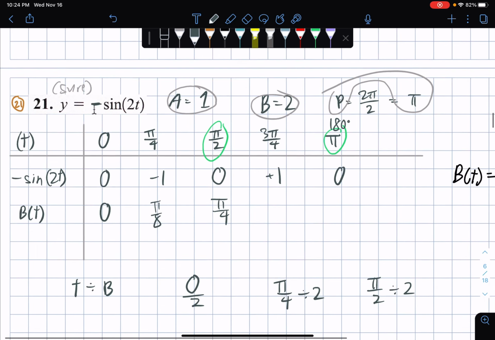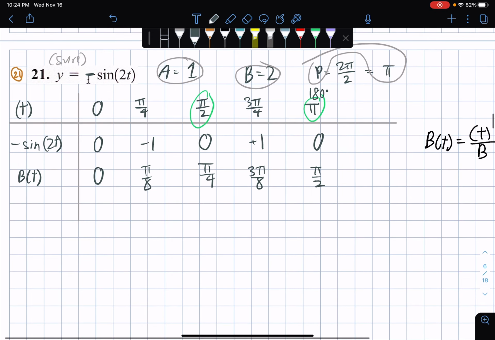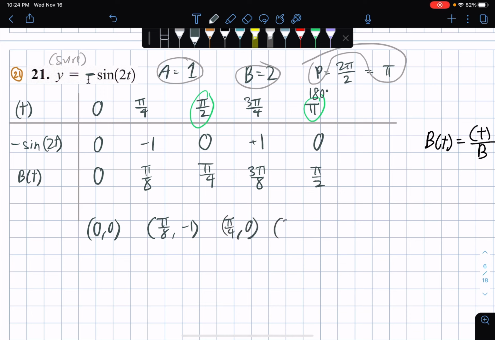So yeah, 3 pi over 4 divided by 2 is 3 pi over 8. Pi divided by 2 is pi over 2. Now, let's tally. Coordinates are 0, 0, pi over 8 and negative 1, pi over 4 and 0, 3 pi over 8 and positive 1, and pi over 2, 0.